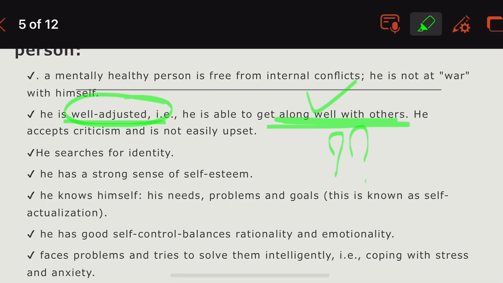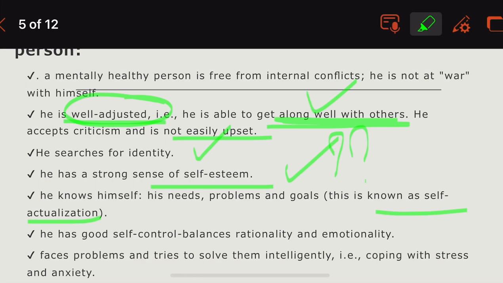A person just says, like casually, the friendly behavior will be there. He won't take criticism to his heart. He will accept the criticism very well and will not be upset very easily. He searches for identity. He sees himself as a member of the society. He knows himself, his identity. He looks for it. He has a strong sense of self esteem. He knows himself, his needs, his problems, what his goals in life are. That is known as self actualization.